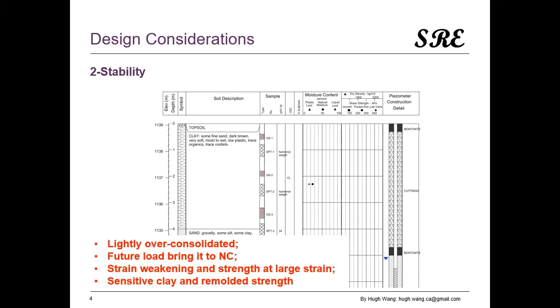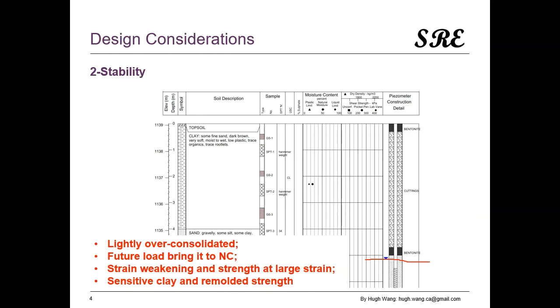The second aspect is when we consider stability. First, we know the groundwater level is over here, and the clay is here. So the clay is above the long-term groundwater level. So we can expect the clay should be somewhat or lightly over consolidated, just because of unsaturated condition causes suction in the soil. So the suction stress would cause some over consolidation of the clay.